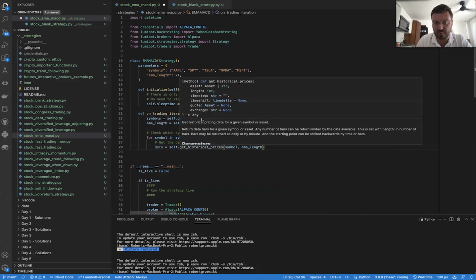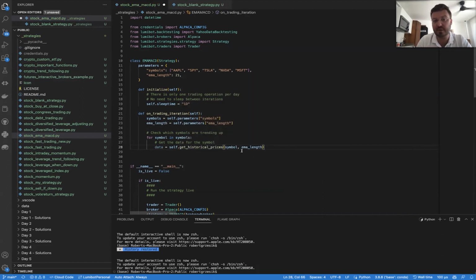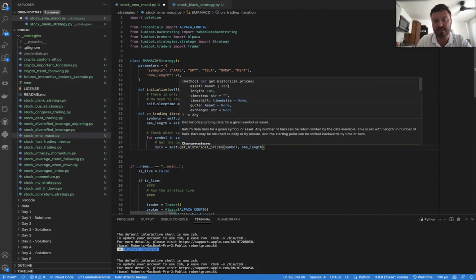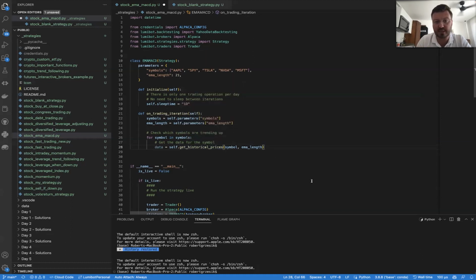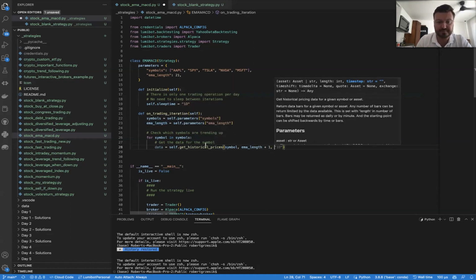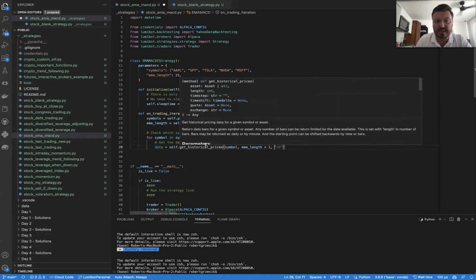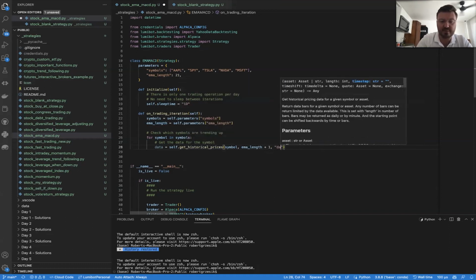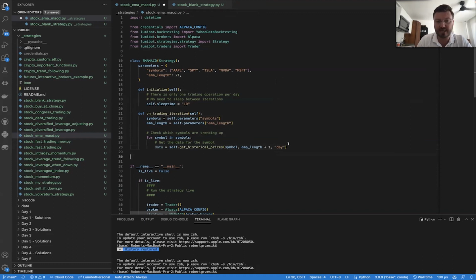Okay, this is the requirements. You don't even have to go into your documentation, by the way. This is like a little snippet from the documentation here, right? So get historical data. First thing that we need is the asset, which we have. The next one is going to be the length, which we have there, the EMA length. I'm going to go EMA length + 1, right? And then time step is going to be day, right? So now I have my data.